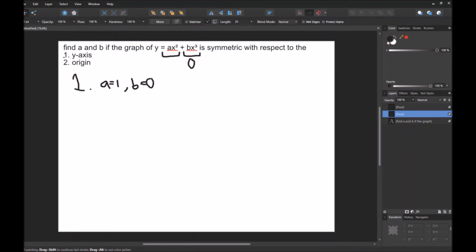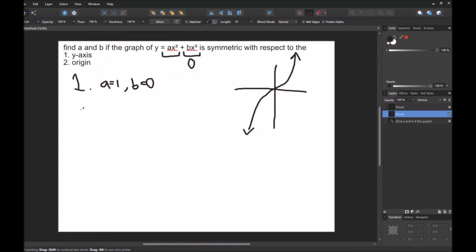Now if I'm looking at the graph of an equation that's symmetric about the origin, it's going to look something like this. It's going to look like a cubic function, or at least I know cubic functions are symmetric about the origin. So knowing that, I just want this x cubed in here, and I want this ax squared to evaluate to 0. So once again, b could be anything. It could be 3 or 17 or 55 or 100 million.